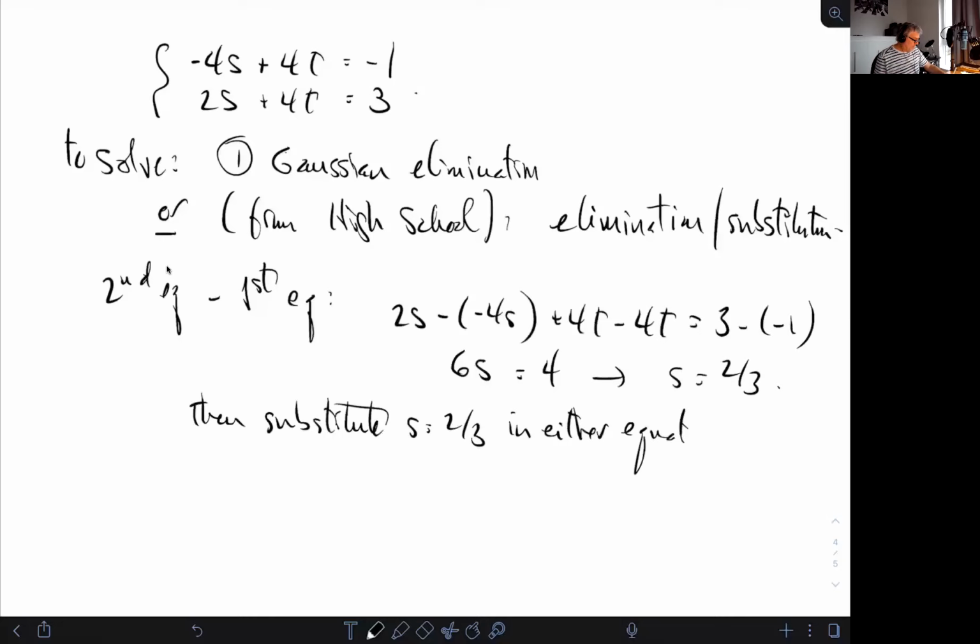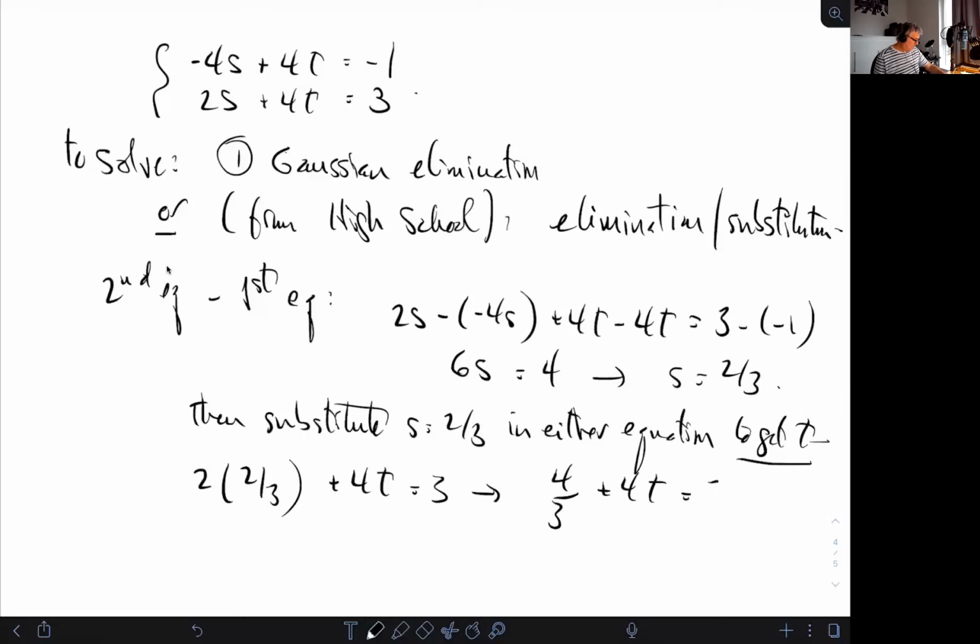Right? I'm doing it high school style. Okay, so s equals 2/3. So I'm going to get 2 times 2/3. I'm using the second equation here, plus 4t equals 3. So this gives me 4/3 plus 4t equals 3. And then solve for t.